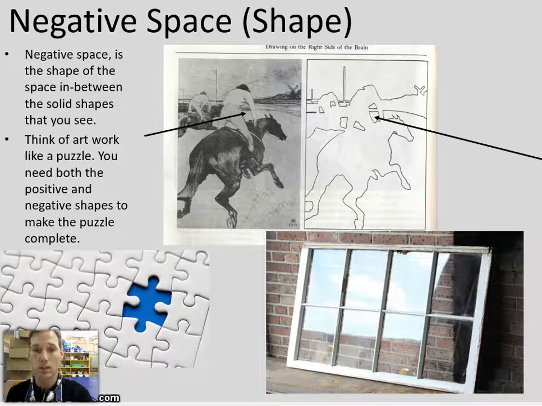Not only are we looking at the positive shapes, but more importantly, we're also seeing the negative shapes inside of the picture. These puzzle pieces, if you will, if they're missing or if they happen to be the wrong shape and they don't fit together, the whole picture will not work out and give a clear vision to the viewer of what you're actually drawing.